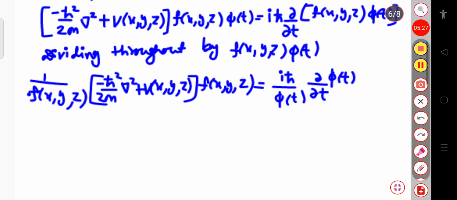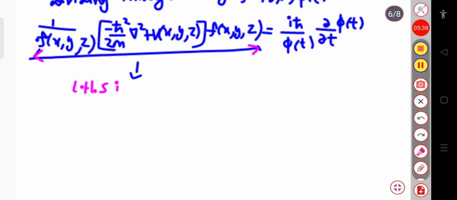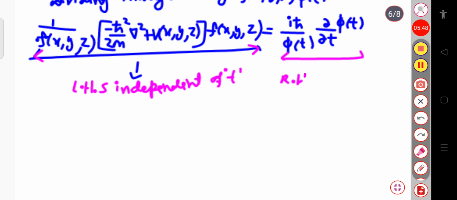Okay, and you can see in this expression, this total left hand side term is independent of t, and this total right hand side term is independent of the position coordinate, since we are considering xyz coordinates, so we can write independent of x, y and z. Now we can set this equal to some constant. Let us take that as E, and it is a constant.